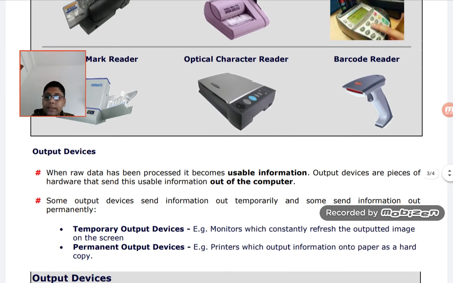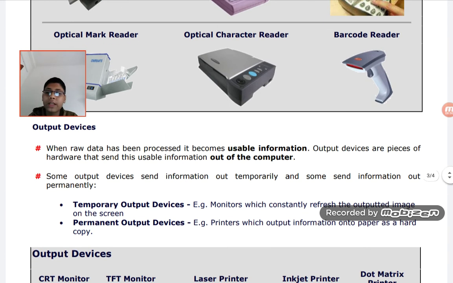Now output devices. When raw data has been processed, it becomes usable information. Output devices are pieces of hardware that send this usable information out of the computer. Some output devices send information out temporarily and some send information out permanently. Temporarily means you can use it and it gets deleted, etc., and it can also act permanently, where you can store the file permanently.